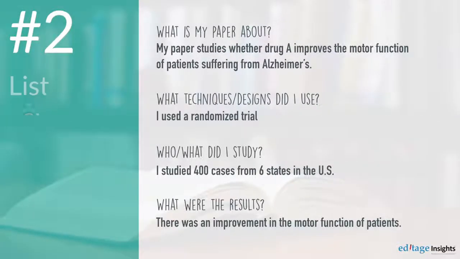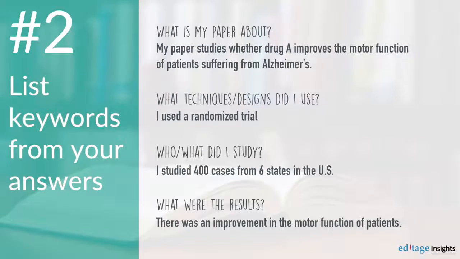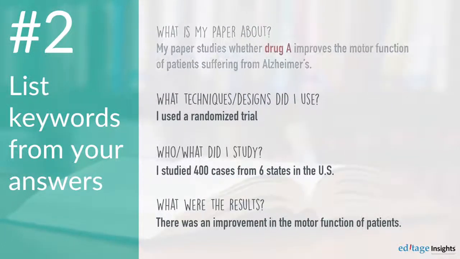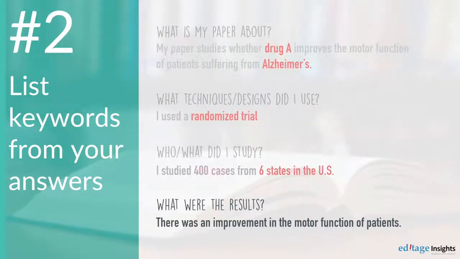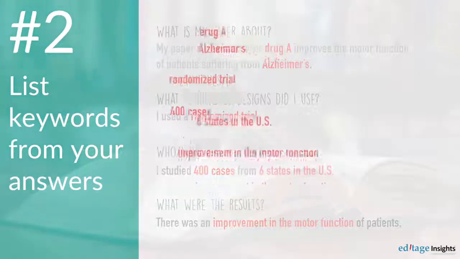Step 2. List keywords from your answers in step 1. From the previous example, we get some keywords: drug A, randomized trial, Alzheimer's, 6 states in the US, 400 cases, improvement in the motor function.